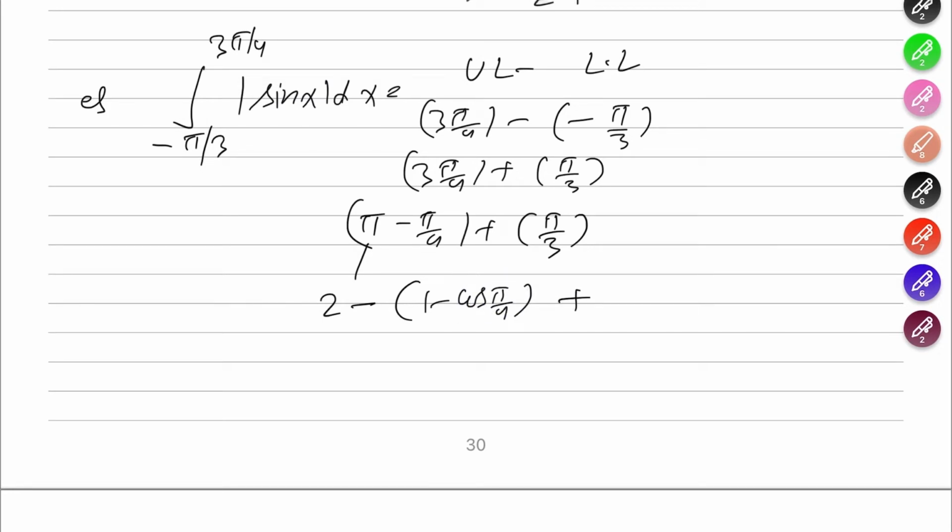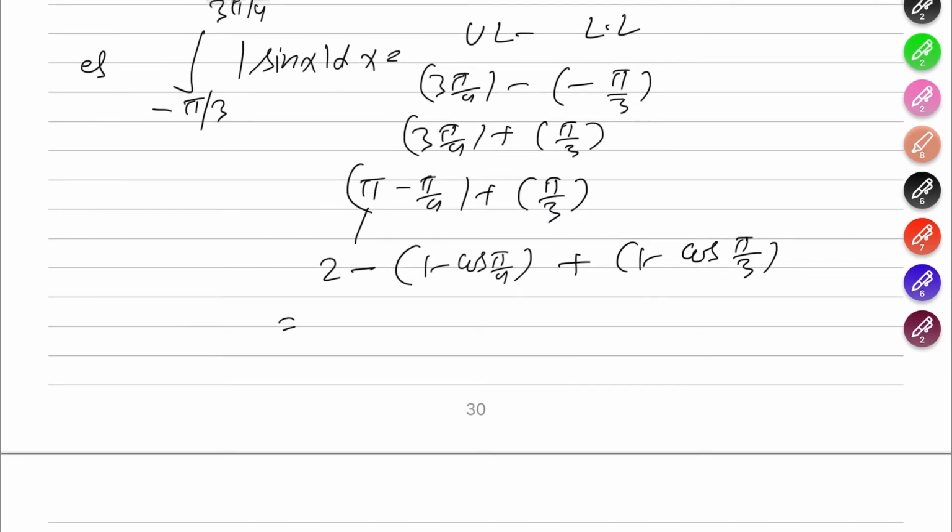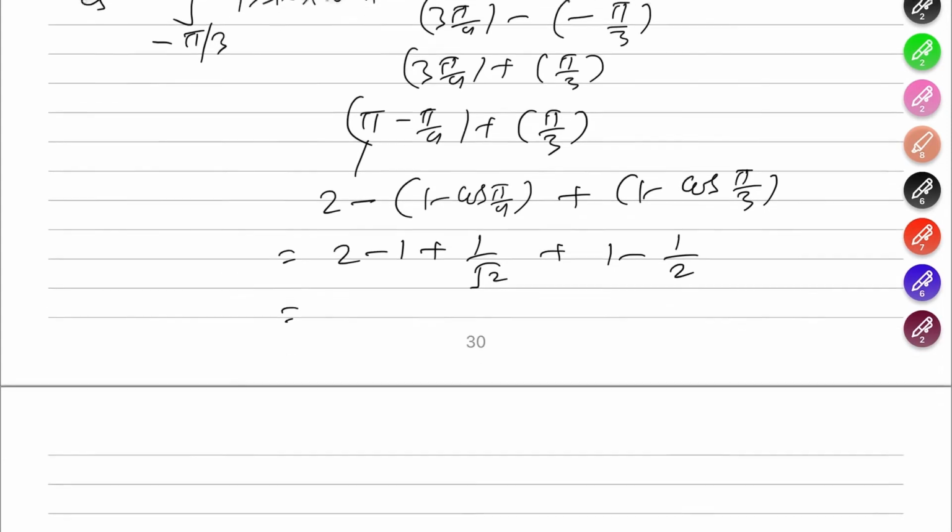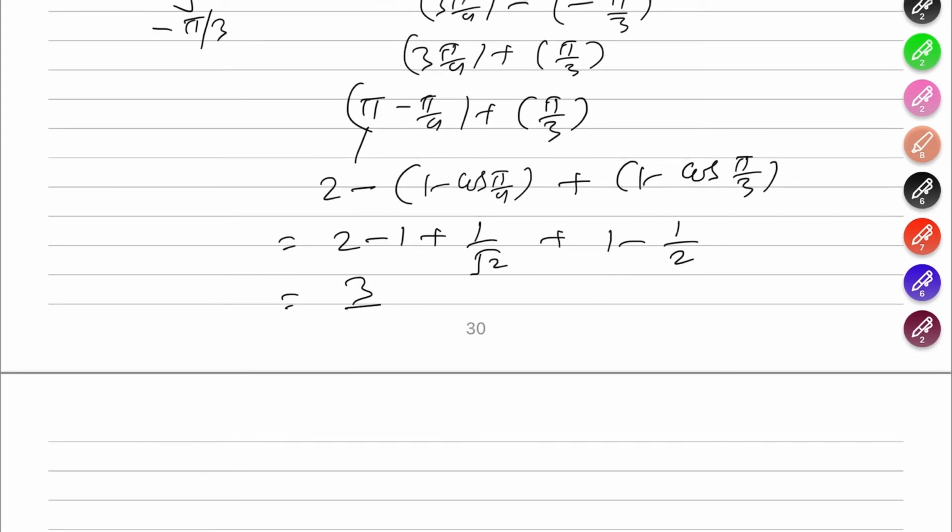Why? Because this is sine, so 1 minus cos alpha, for alpha from 0 to pi. Plus this is again pi by 3, which is from 0 to alpha, so we have to just integrate pi by 3 which is from 0 to pi, that becomes 1 minus cos of pi by 3. That becomes 2 minus 1 by root 2 plus 1 minus cos pi by 3, which is 1 by 2, so that becomes 3 by 2 plus 1 by root 2. That is the answer.